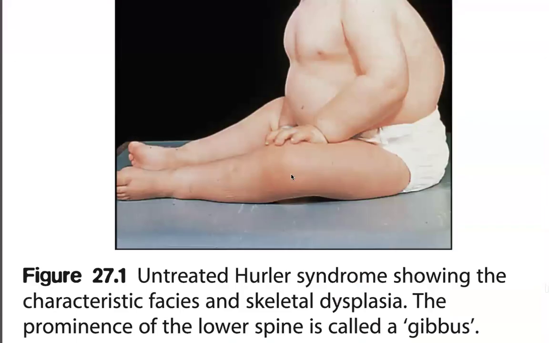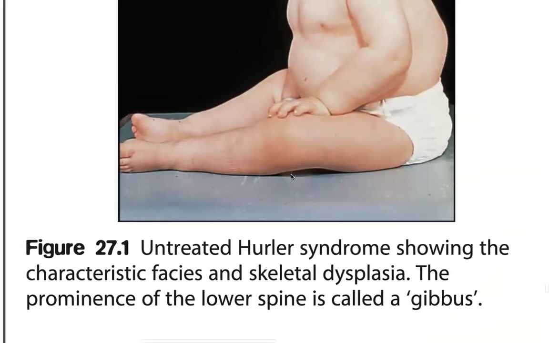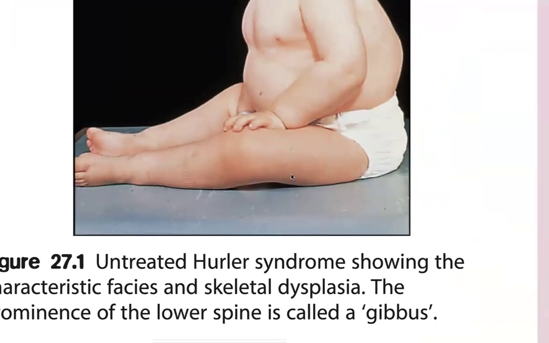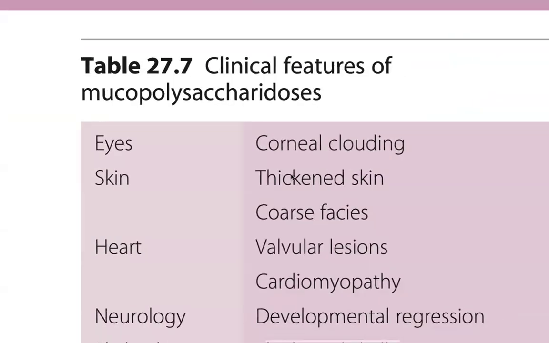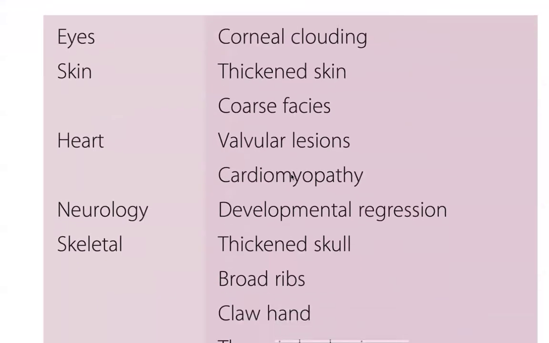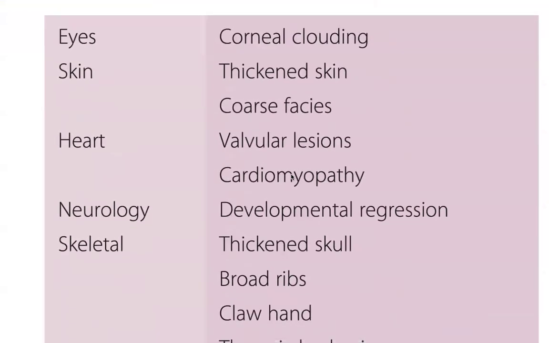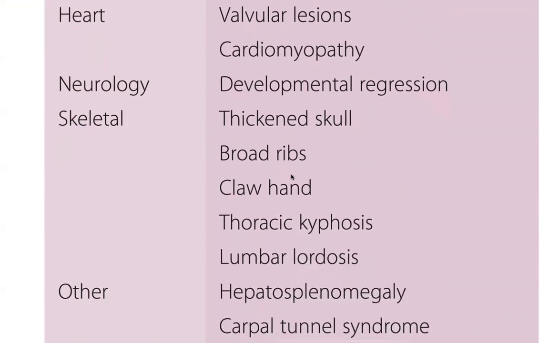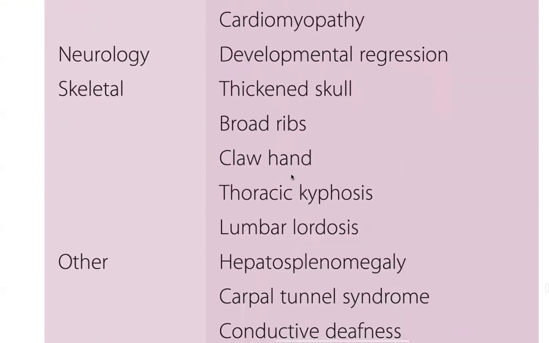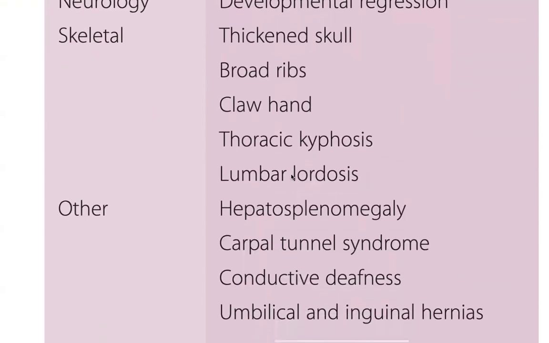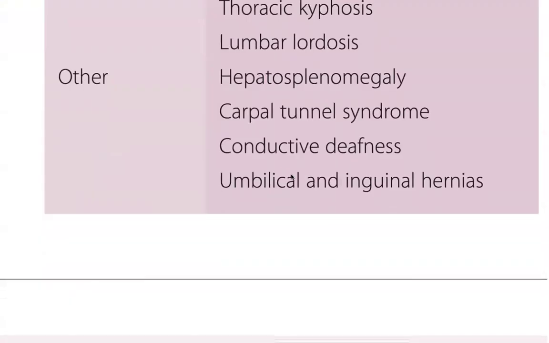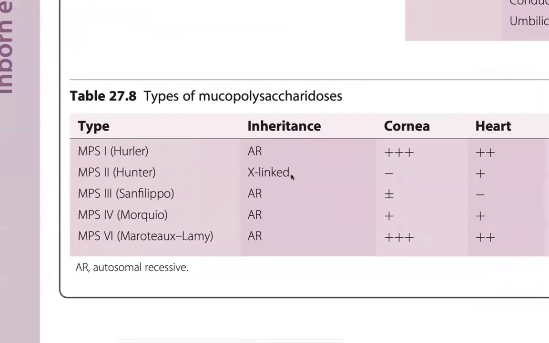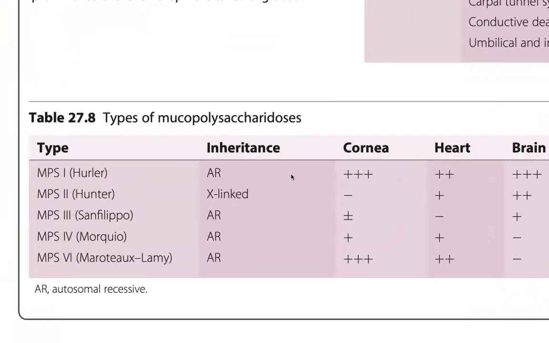Now, the mucopolysaccharidoses. Untreated Hurler syndrome showing the coarse facies and skeletal dysplasia, with dominance of the lower spine. Clinical features of MPS: eyes, corneal clouding; skin, thickened skin, coarse facies; heart, valvular lesions, cardiomyopathy; neurology, developmental regression; skeletal, thickened skull, broad ribs, claw hand, thoracic kyphosis, lumbar lordosis; other, hepatosplenomegaly, carpal tunnel syndrome, conductive deafness, umbilical and inguinal hernias. Types of MPS: MPS1, Hurler; MPS2, Hunter.